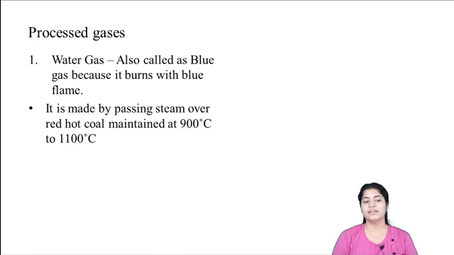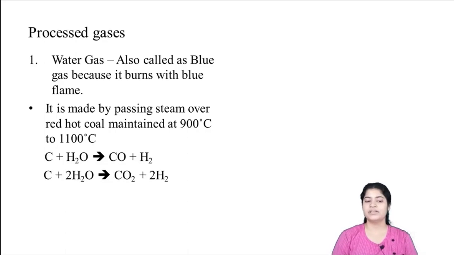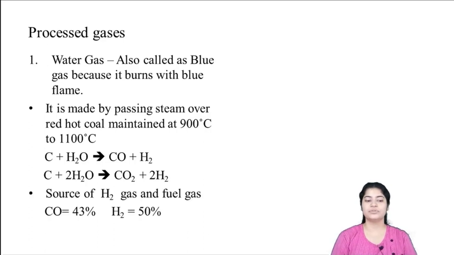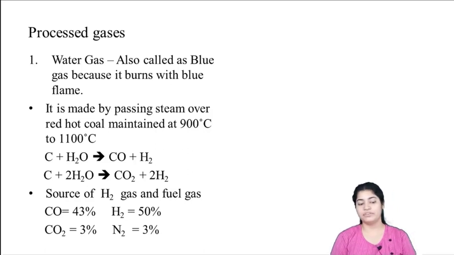Now how is it made? It is made by passing steam over red hot coal maintained at 900 to 1100 degrees Celsius. The reaction is: carbon reacts with H2O to give carbon monoxide, and then it gives carbon dioxide. So partial oxidation and complete oxidation are taking place. Now you can see carbon monoxide is formed in major quantity, about 43%, and of course H2 is formed.